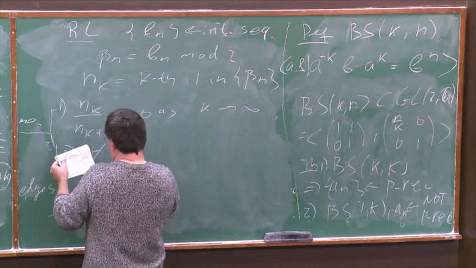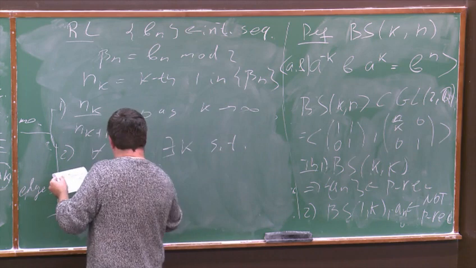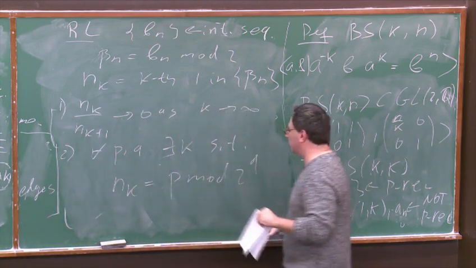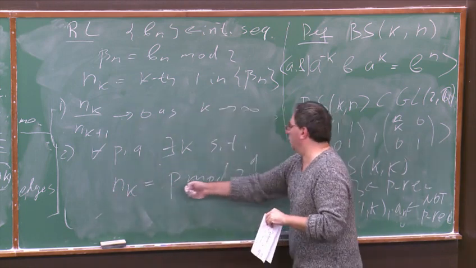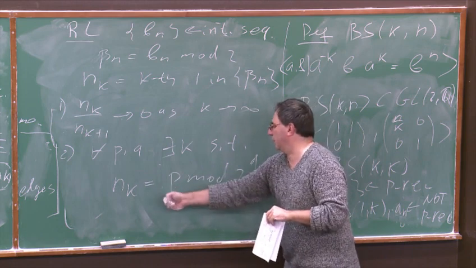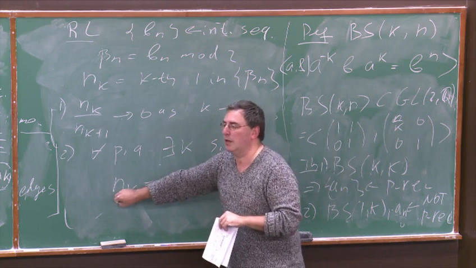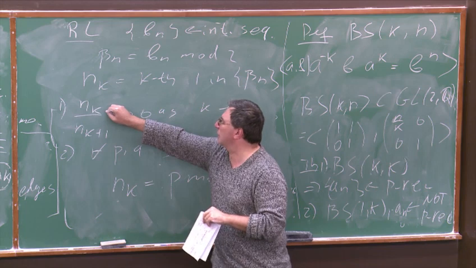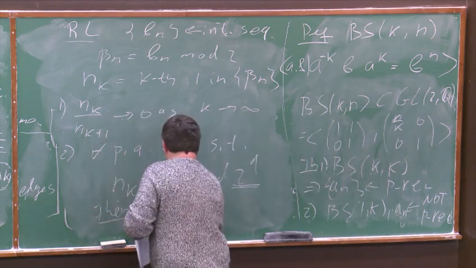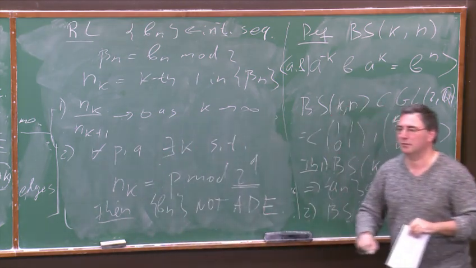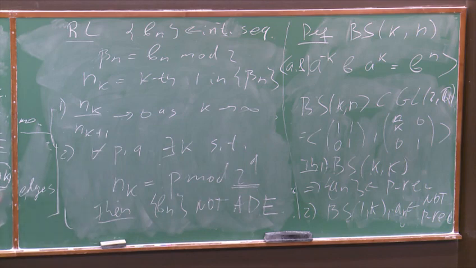The second condition is: for every p and q, there exists k such that n_k is equal to p mod 2 to the q. This is for any two integers. There exists one odd position which is a specific thing in an arithmetic progression. So I'm saying every arithmetic progression modulo a power of 2 contains all possible places of odd. So that's sparse, which is a somewhat stronger condition than usual with these gaps. So conclusion: then Bn is not AD.